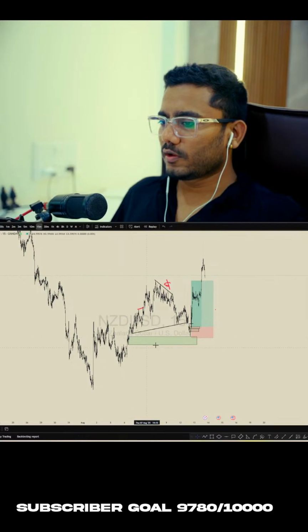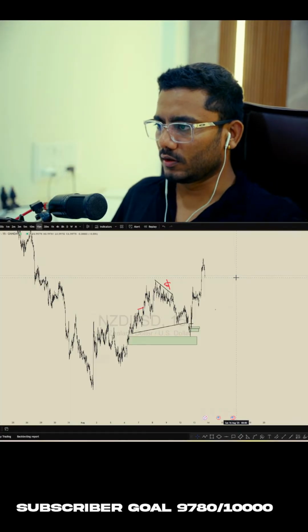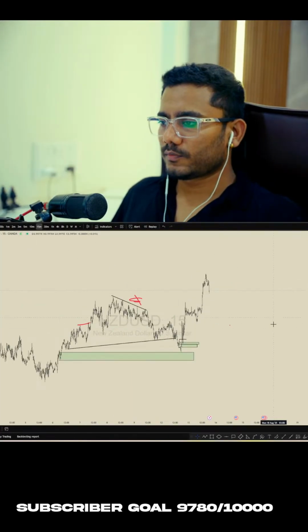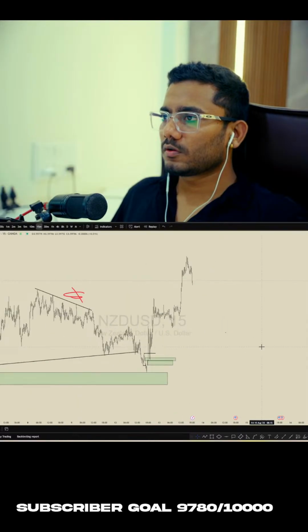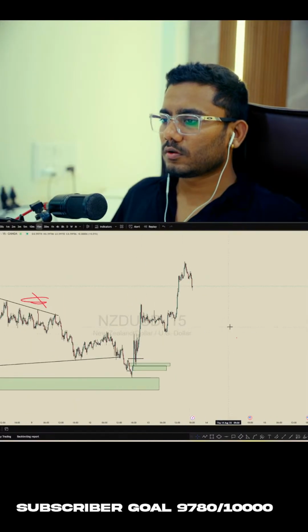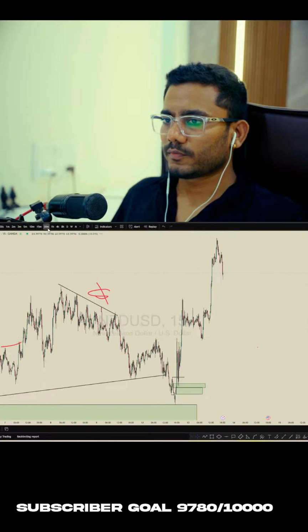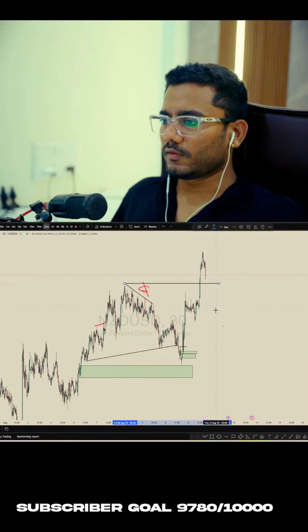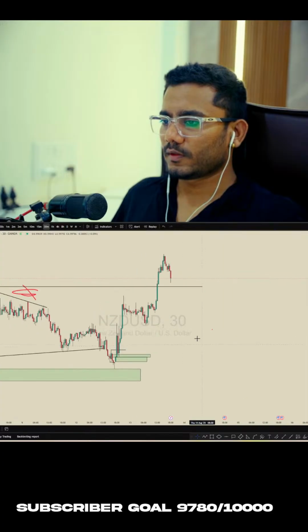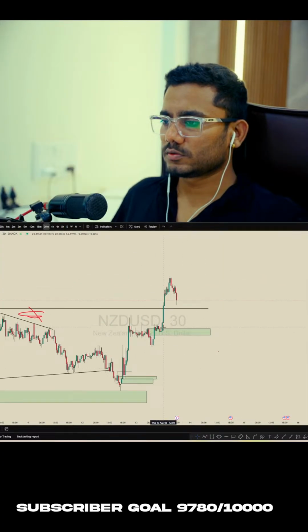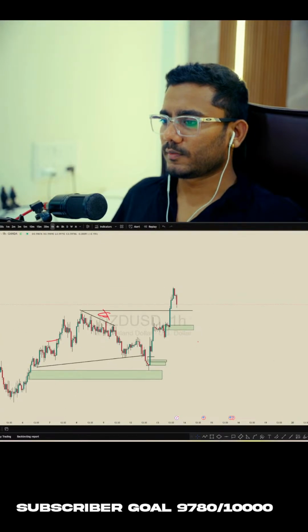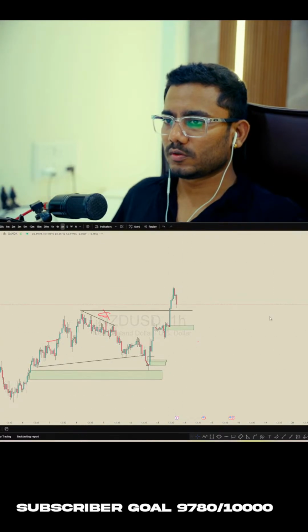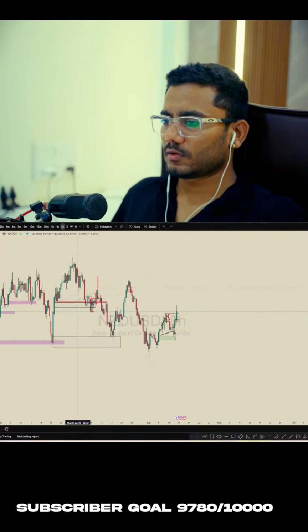NZD and USD also I called out on the live here. So right now this price gave us a new structure break. We have this breaker block, and this is the order block where you can look for a buy side entry again. Stop loss will be below this low, and there is the next order block as target.